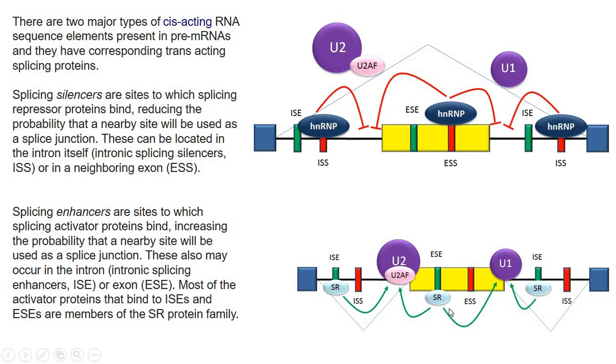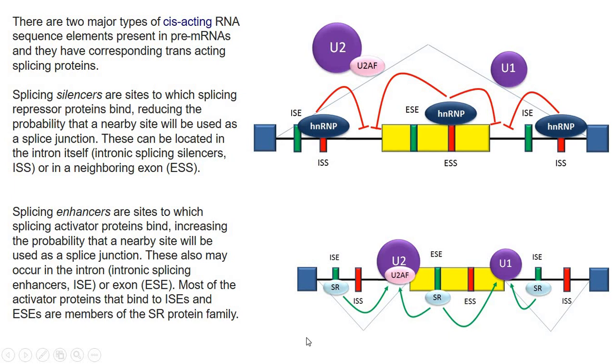Okay, so this is an example of splicing enhancers, because now these green arrows mean splicing enhancers. So now the splicing enhancer proteins are bound. This is an intronic splicing enhancer, this is an exonic splicing enhancer. So these proteins can bind in introns, and they can bind to sequences in exons. So either way, intron or exon, they both are equally important. These splicing enhancers are sites to which splicing activator proteins bind. These increase the probability that a nearby site will be used as a splice junction. Okay, so this will be spliced out.